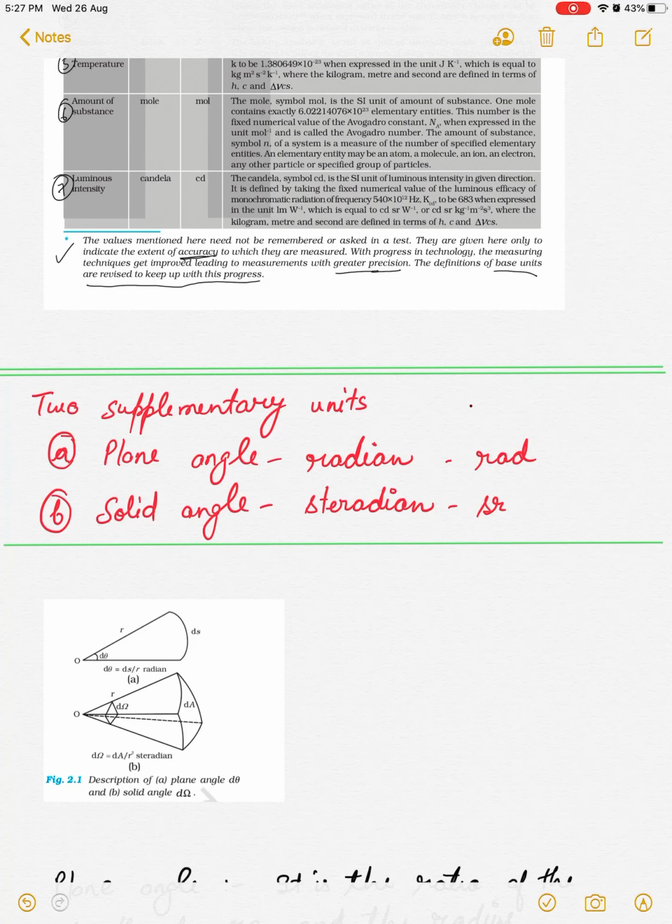Now apart from these 7 base units, we have 2 supplementary units. One is the plane angle, its unit is radian and the symbol is RAD. Second is the solid angle, its unit is steradian and the symbol is SR. Plane angle, as you can understand, is 2D, and the solid angle is 3D.